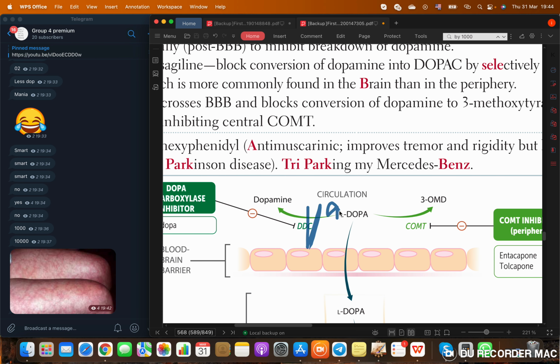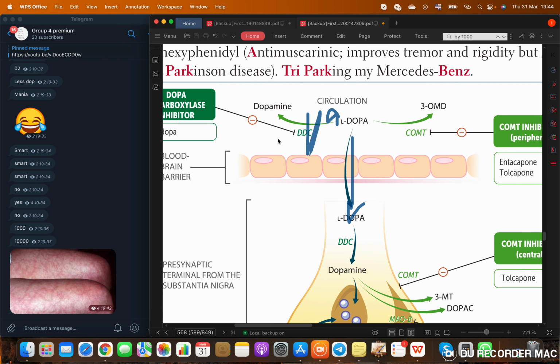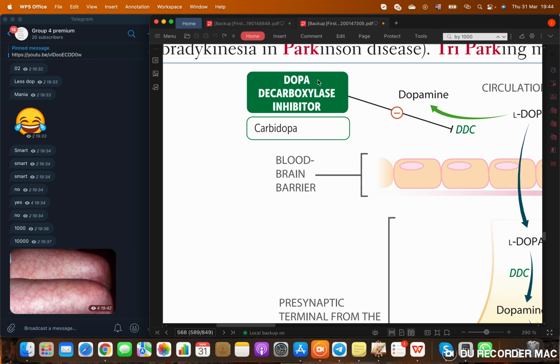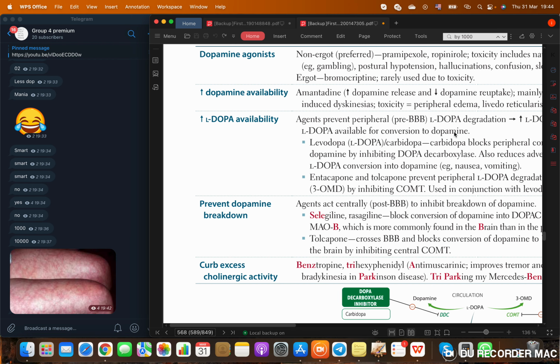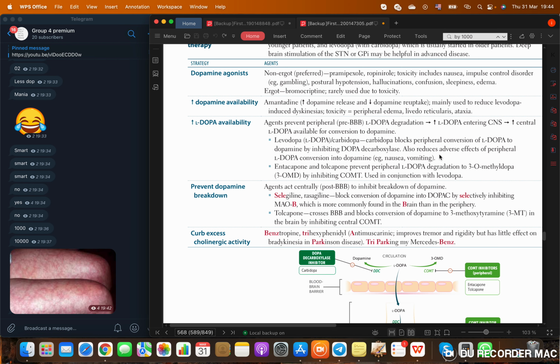Not good. So basically, what you have to do is to block this guy. That means more L-DOPA will pass the blood-brain barrier. By the way, the dopamine itself cannot pass the blood-brain barrier, only the L-DOPA can. And when it goes to the CNS, it will do its function. So you can see how we use the DOPA decarboxylase inhibitor like carbidopa to inhibit this. So they are given in combination. Also reduces the adverse effects of peripheral L-DOPA conversion to dopamine.